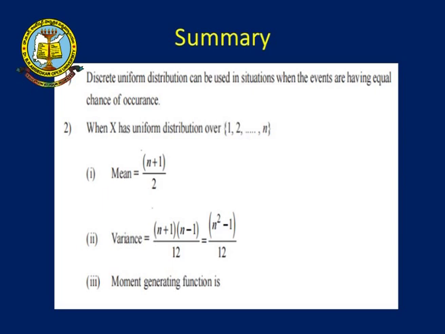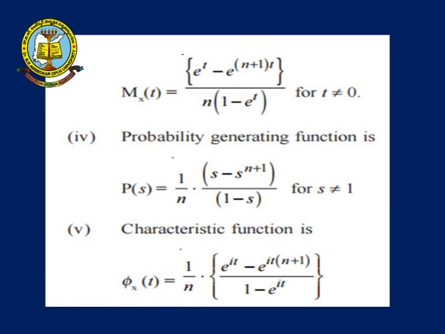The moment generating function is M_X(t) is equal to e to the power t minus e to the power of (n plus 1) t, divided by n times (1 minus e to the power t), for t not equal to 0. The probability generating function is equal to 1 by n times (s minus s to the power of n plus 1) by (1 minus s), for s not equal to 1, and the characteristic function is phi_X(t) is equal to 1 by n times (e to the power i t minus e to the power i t of n plus 1) by (1 minus e to the power i t).